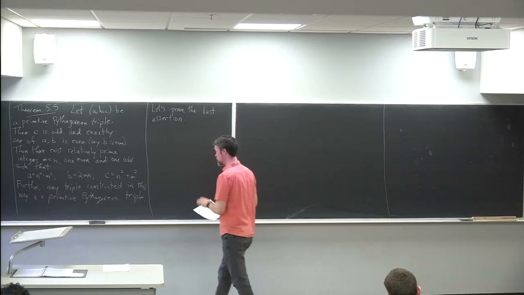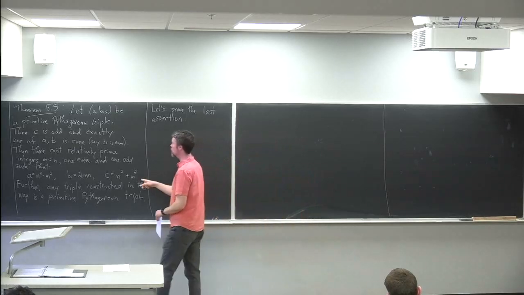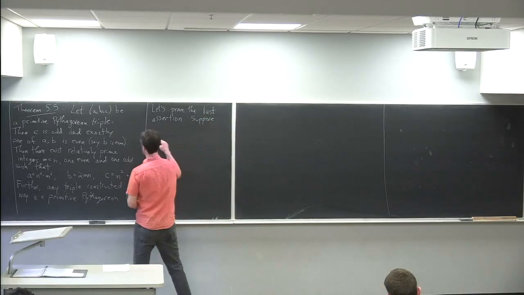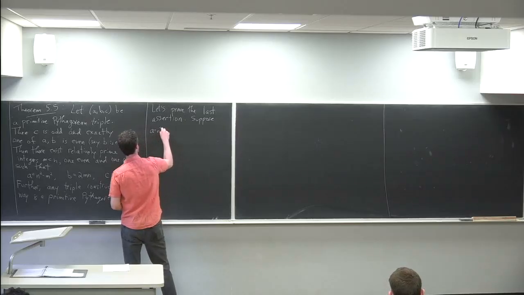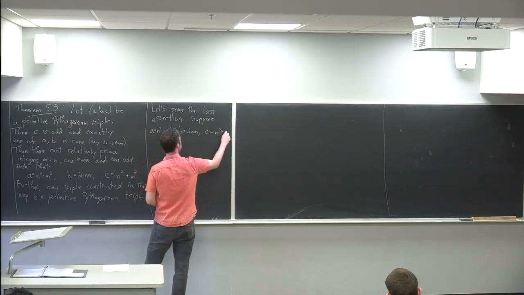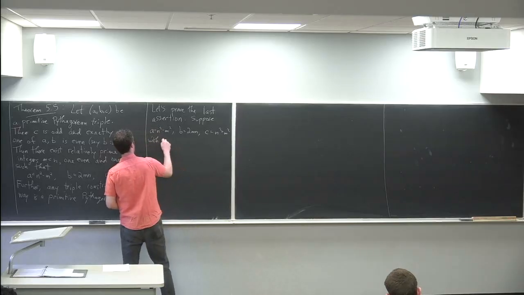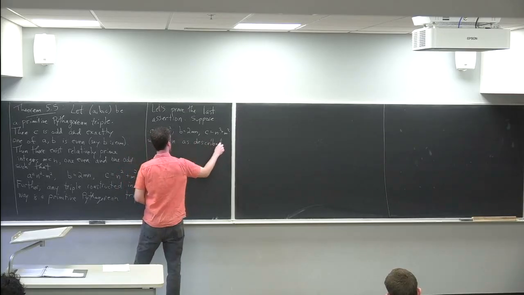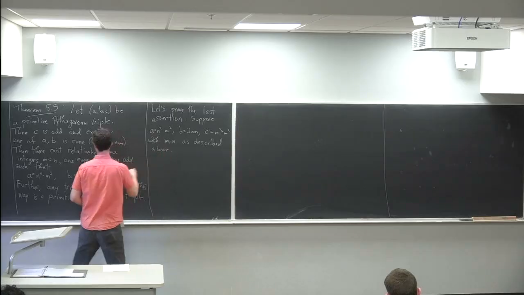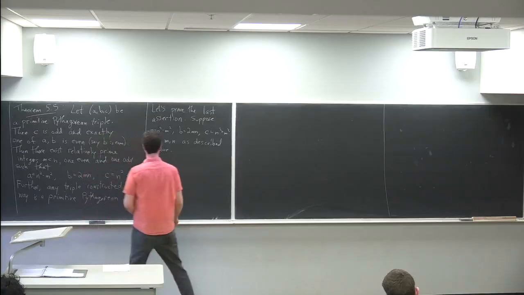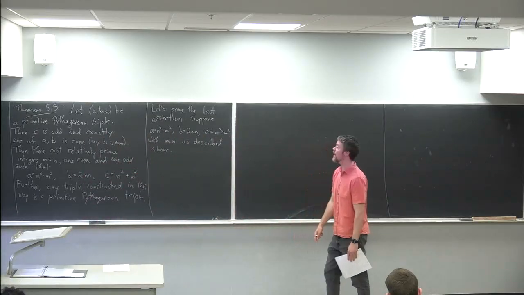Okay, so suppose we have A, B, and C given by these formulas. Suppose A is n squared minus m squared, B is 2mn, and C is n squared plus m squared, with m and n as described above in the theorem statement. What that means is, one is even, the other one's odd, and they are relatively prime. So the first goal is to show that this thing is a primitive Pythagorean triple.